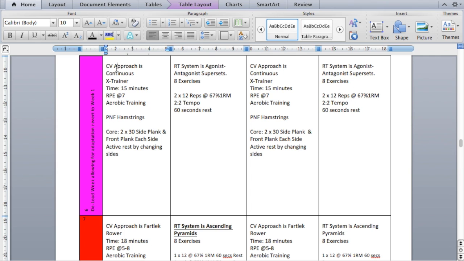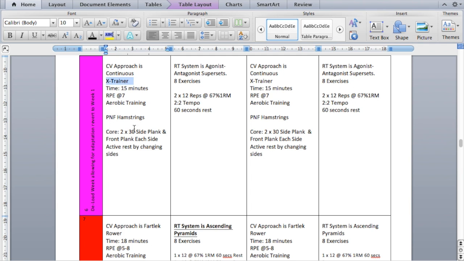So the CV approach is continuous. I've changed the equipment and used the cross trainer. Now the reason I've done this is it says in your case study brief that you have to use a variety of cardiovascular training kit. As I've used the rower and the cross trainer, I've covered that criteria here.